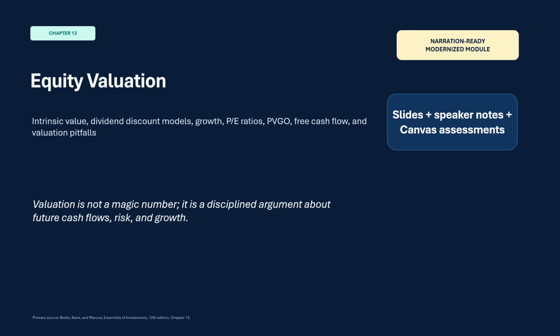A stock's market price is observable. Intrinsic value is estimated. Market price tells us what investors are willing to pay today. Intrinsic value is an argument about what the future cash flows are worth after accounting for time, risk, growth, and reinvestment. That distinction explains why a great company can still be a disappointing investment. The business can execute well while the stock falls because the starting price assumed even better results.